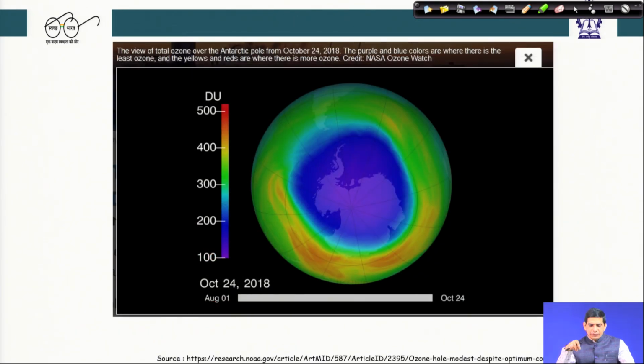As you can see, this is the view of total ozone over the Antarctic pole from October 2018. The purple and blue colors are where there is the least ozone, and the yellow and the reds are where there is more ozone. So, that is from 2018.